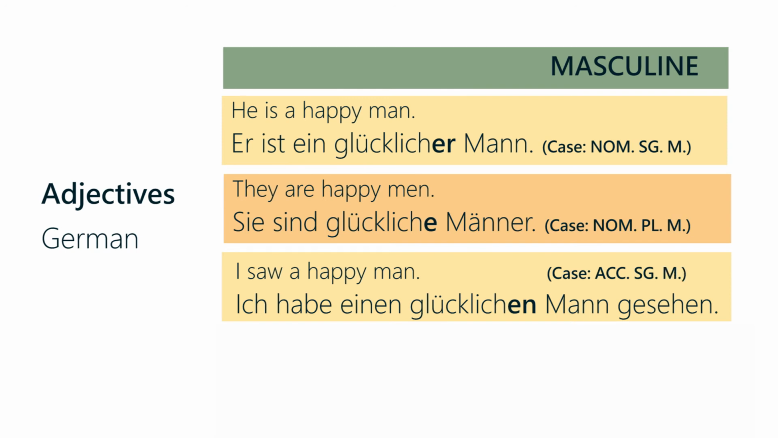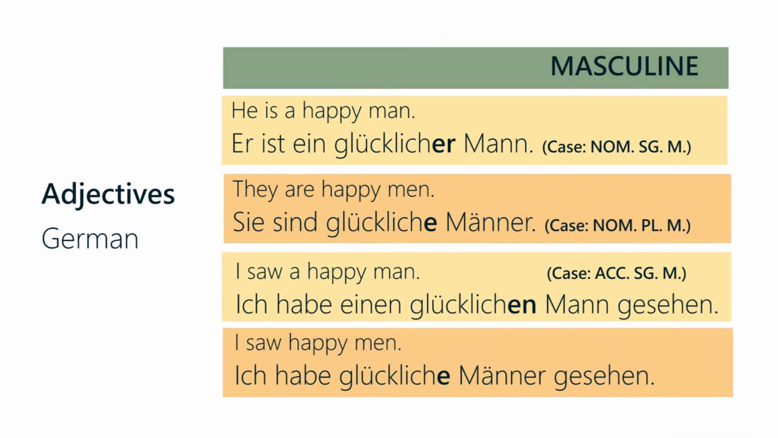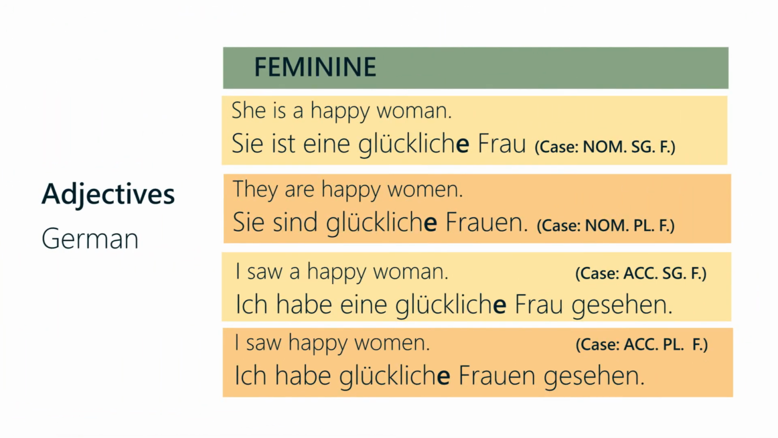But if I say I saw happy men, again the ending changes because this is accusative, but it's plural and masculine. And now look, if we move on to gender being feminine, so as you can see, some endings are similar. It's nominative, singular, feminine.